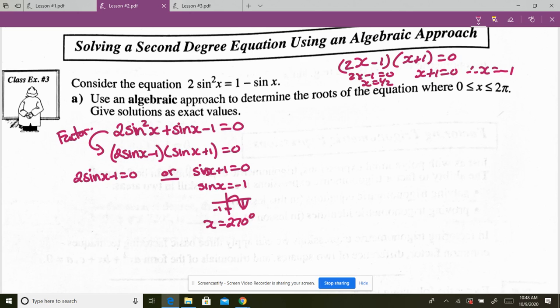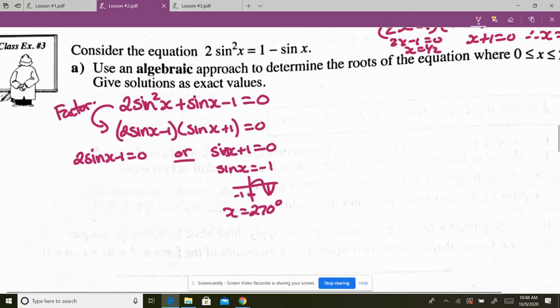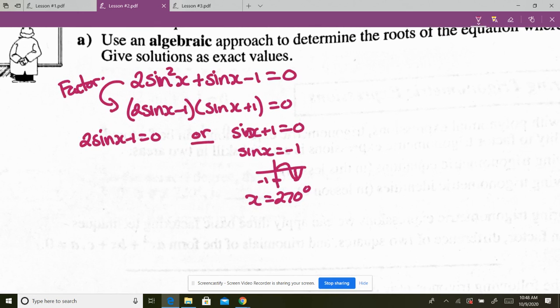So that's done. If you know the graphs and it's equal to plus or minus 1 or 0, you can just pull the answers right out right away. You can do the algebra if you want, but it's more work. This one, we're going to have to do algebra. So, move the 1 over, divide by 2. Sine x is equal to 1/2. What quadrant is sine positive in?